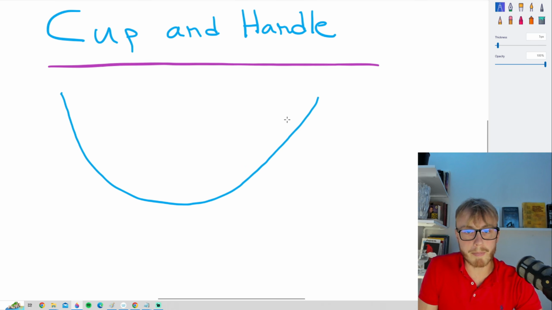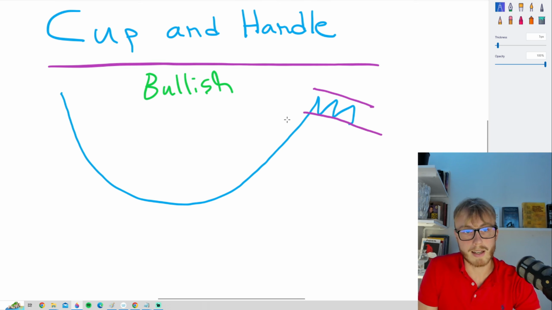The price comes up here, and then we see a pullback, so the price starts to go down. We usually mark the pullback here by a resistance and a support line. And the goal for the bullish version of the pattern, this right here is the bullish version, is that we're looking out for the break here of the pullback.